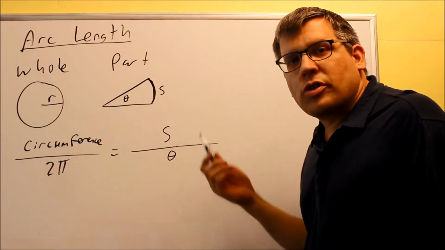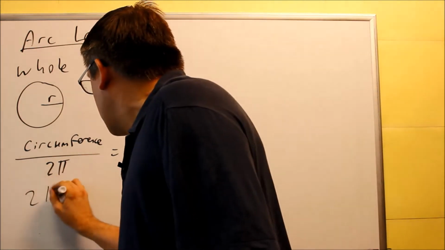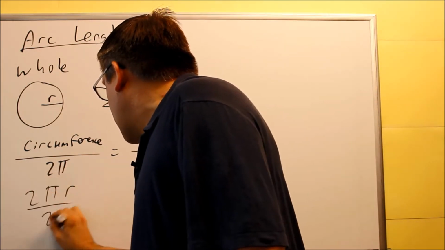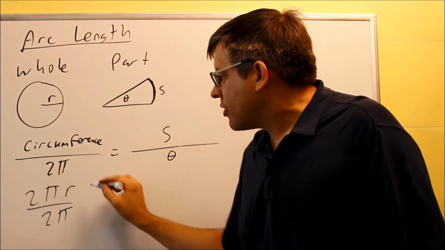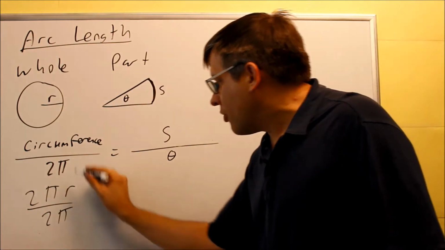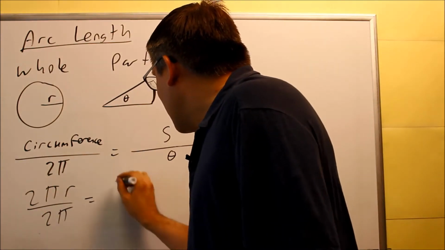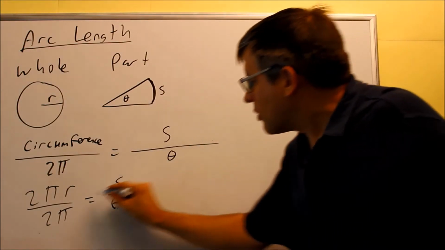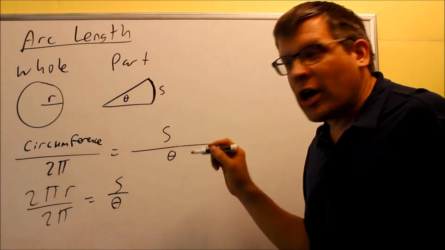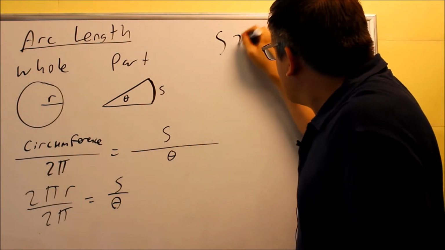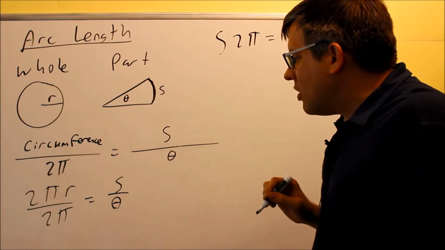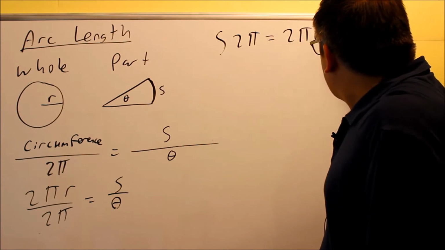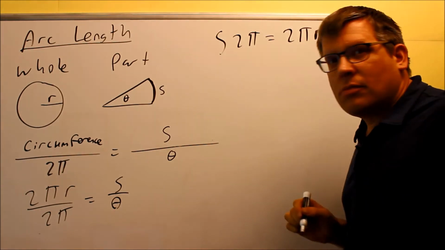The circumference, though, we do have a formula for that. That's going to be 2 pi r. So I have 2 pi r on top as the circumference formula, and 2 pi below from our proportion we set up. And then I still have my S over theta. I'm going to cross multiply to get it out of the fraction form. So I have S times 2 pi, and that's going to equal 2 pi r times theta.